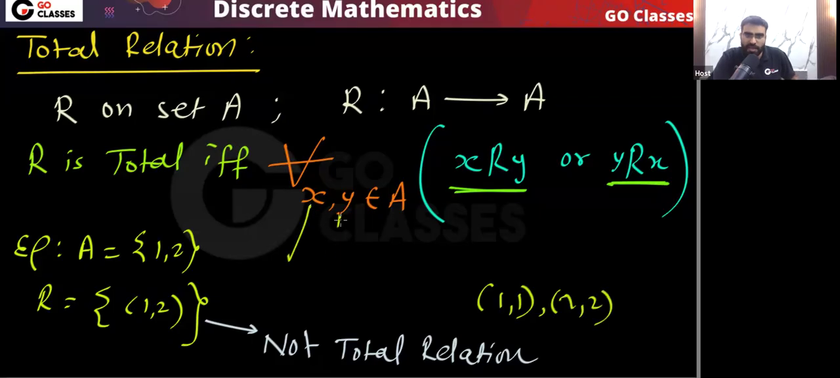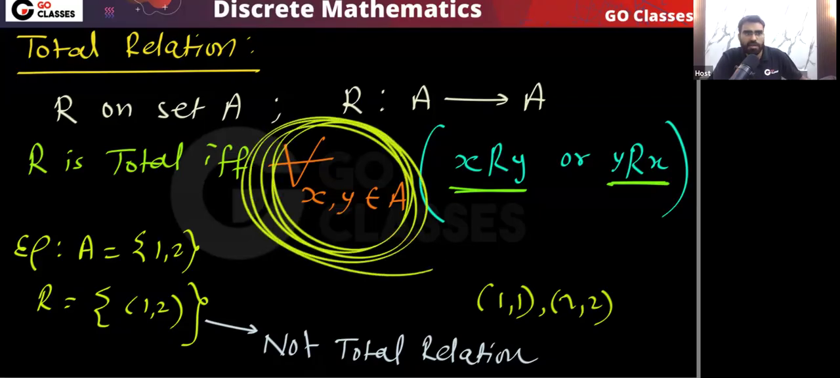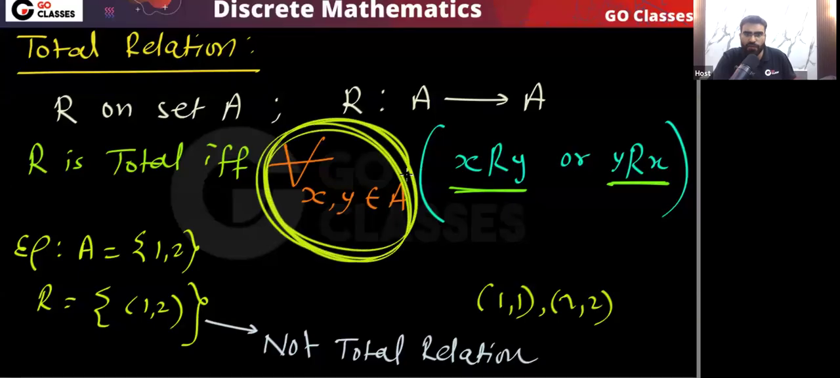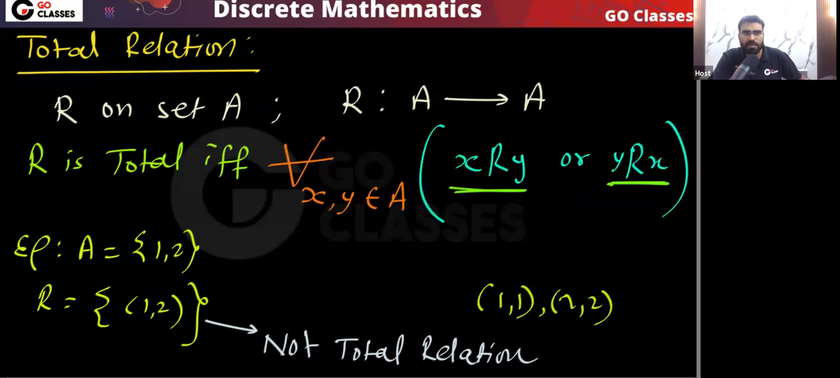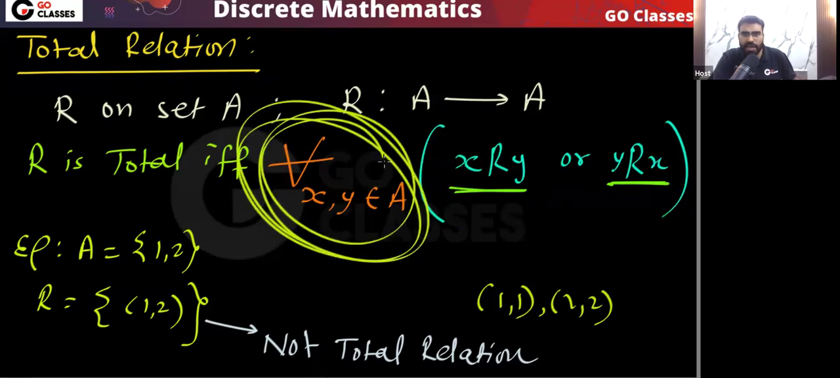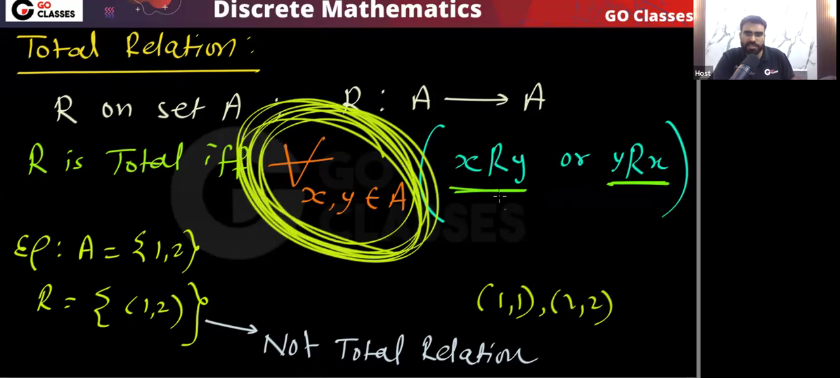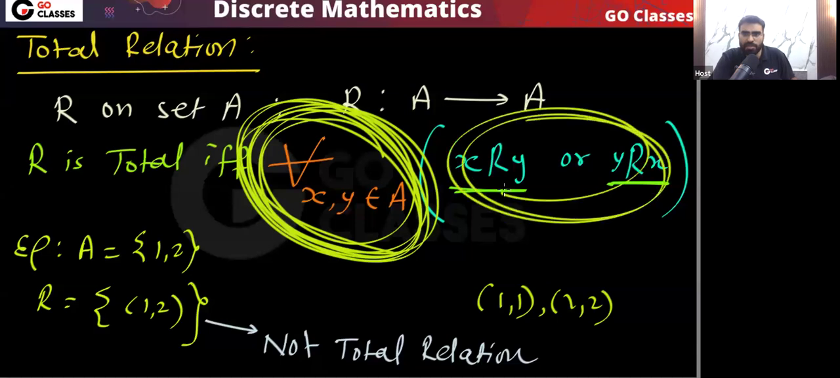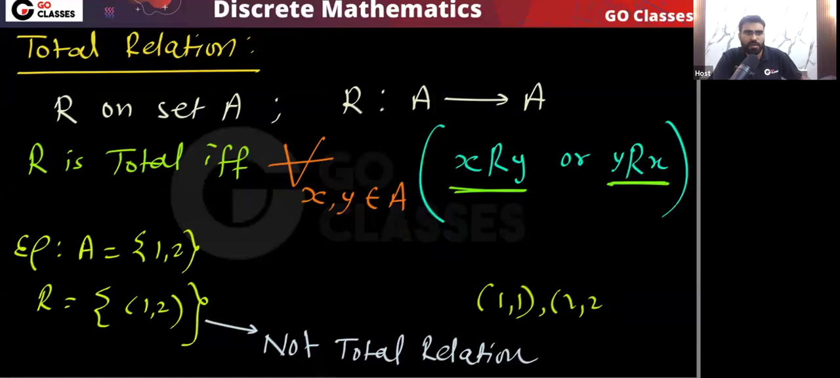Here x can be 1, y can be 1. What about 1 comma 1? We are saying for all x, for all y, take any two elements, same or different. At least one of them must be related to the other. Take any pair, same or different elements. One of them must be related to the other. They are actually missing. Because they are missing, it is not a total relation.